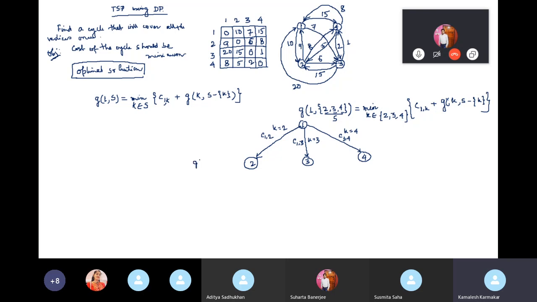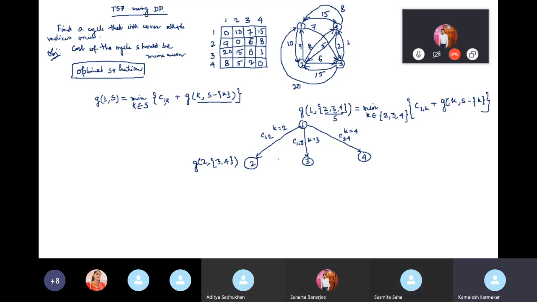It will be G of K. So here K equals to 2. So it will be G of 2 comma what? G of 2 comma S. S means what? A set containing 2, 3, 4. From 2, 3, 4, we have to eliminate K. So if we eliminate vertex K, from 2, 3, 4, 2 is eliminated. So the remaining set is 3, 4. Any doubt in this function?